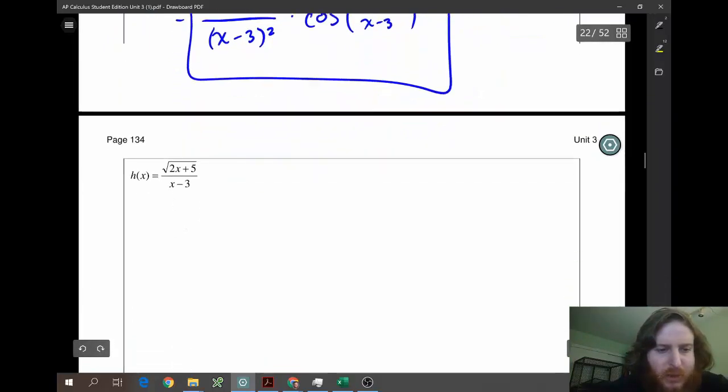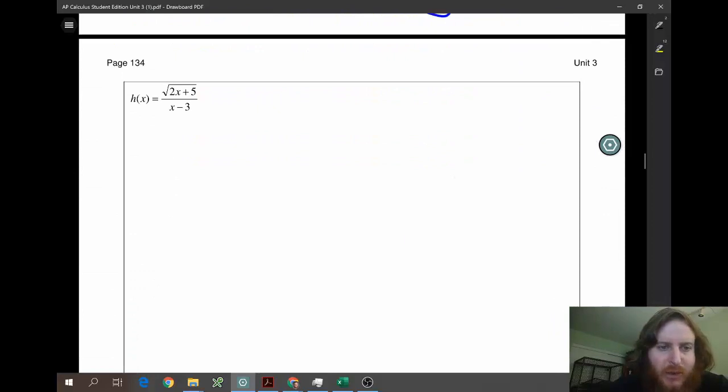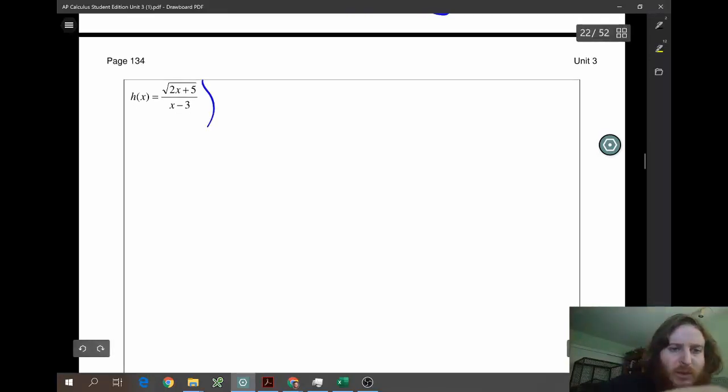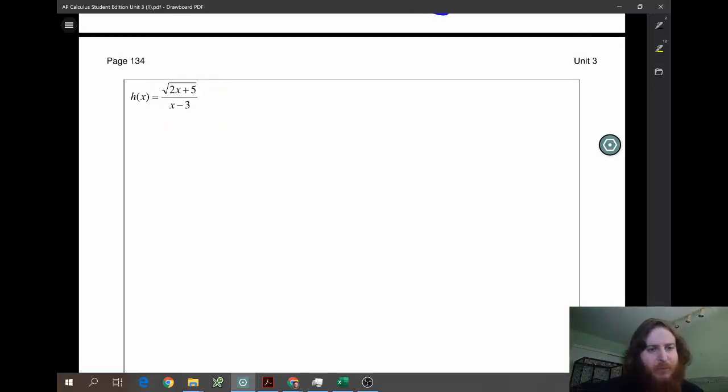So there's that. Another one. Now this one's a little bit weird, and this one's hard to see the outside, so I've had a lot of students mess up on this one. If I had squared, the outside would be squared. In the previous example, we had a sine around our fraction bar, so the outside was the sine. But in this example, the outside's actually the fraction bar.